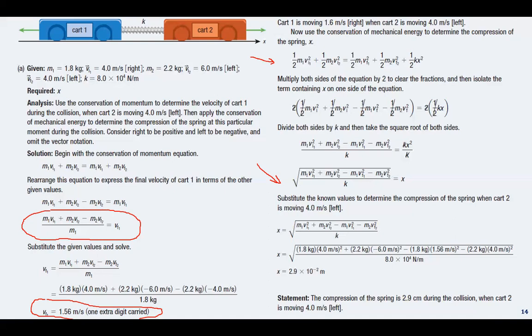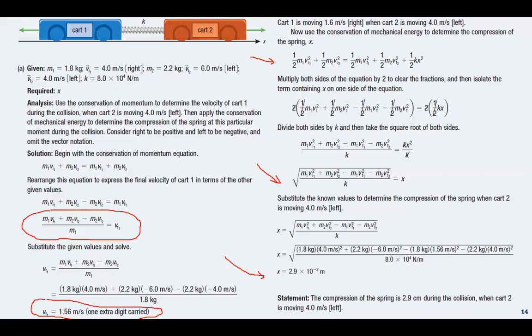We have all the values for the left side, right? So simply put all the values in. We have x equals 2.9 times 10 raised to the power of -2 meters, which means 2.9 centimeters. So the compression of the spring is 2.9 centimeters during the collision, when cart 2 is moving 4.0 meters per second to the left. So that completes question A.